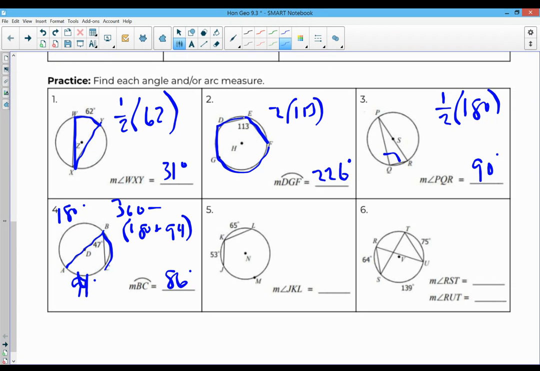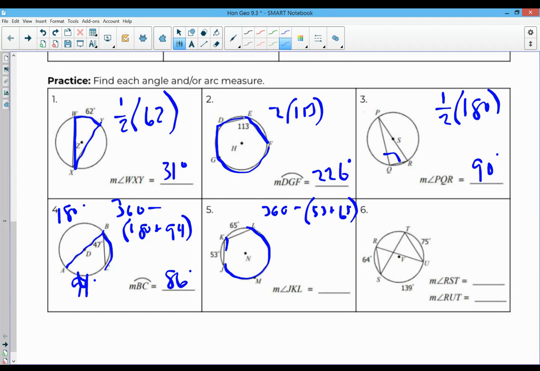Okay, the measure of angle JKL is what we're looking for here. So first I have to find out the measure of this arc, which I can. So that'll be 360, the total, minus the sum of 53 and 65.